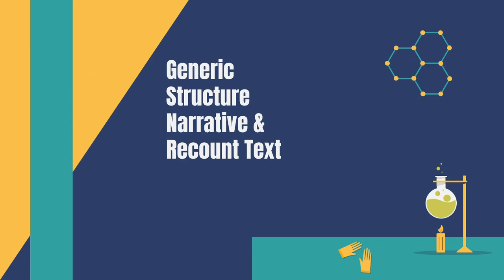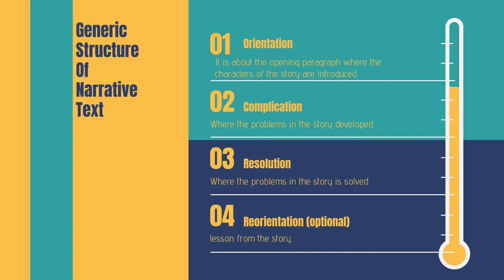Generic structure of narrative and recount text. Generic structure of narrative text. Start with 1. Orientation. It is the opening paragraph where the characters of the story are introduced. Second, complication, where the problem in the story develops. Third, resolution, where the problem in the story is solved. 4. I think number 4 is optional.